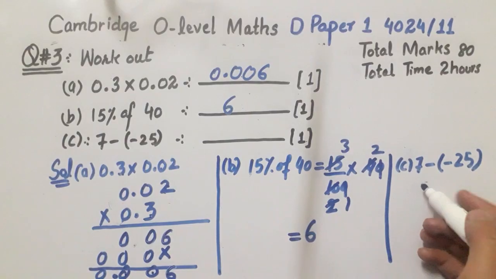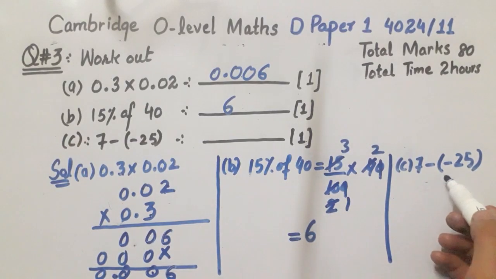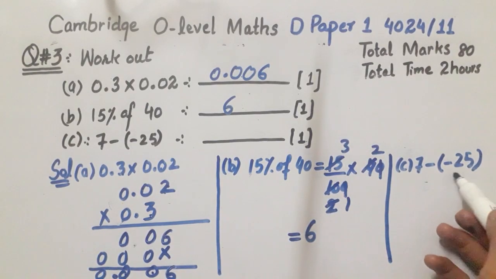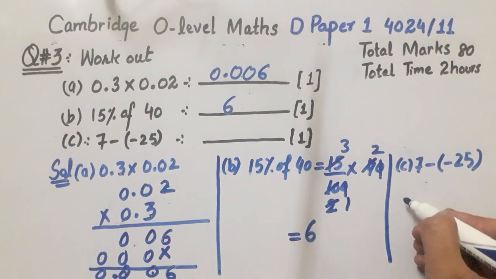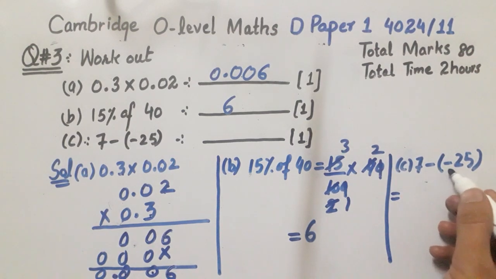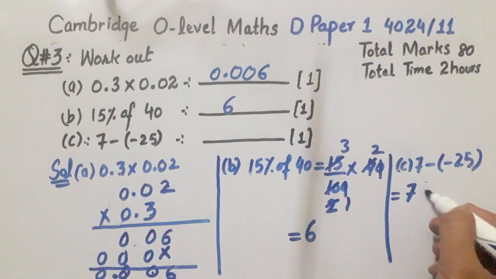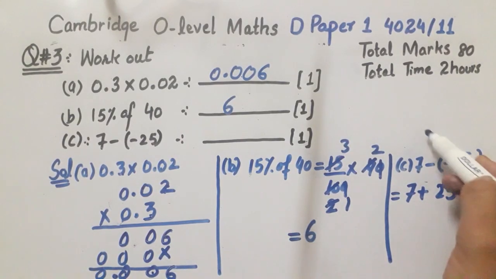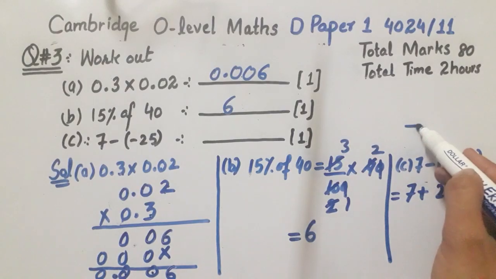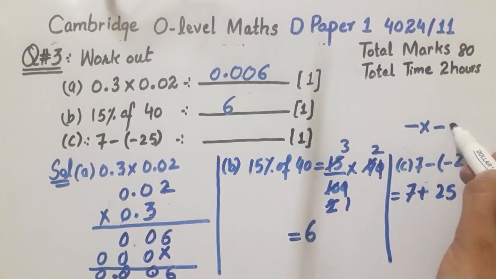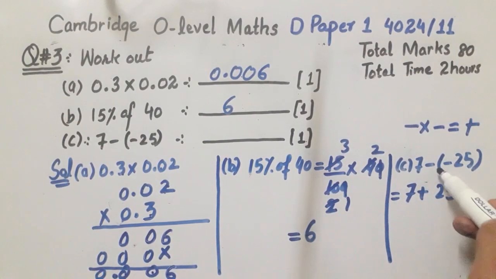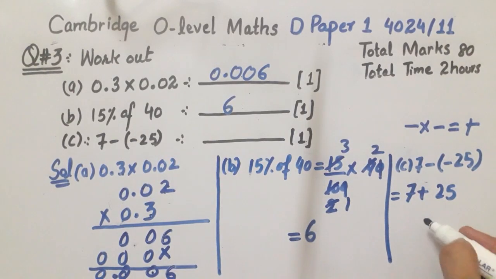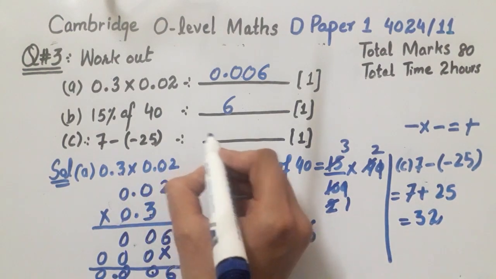So subtracting a negative number is the same as adding. So 7 minus minus will become plus, because you should know this: when minus is multiplied by minus, it will become plus. So minus into minus will become plus, and 25 plus 7 is equal to 32. So the answer of C part is 32.